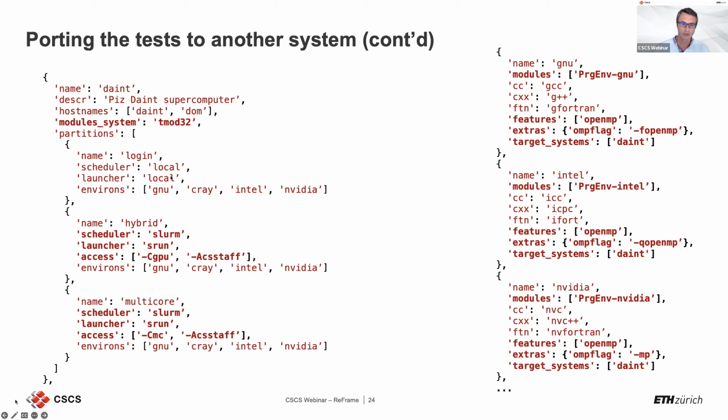The login partition has nothing special except that it has these 4 environments. And then you have 2 partitions, the hybrid, which are the GPU nodes, and the multicore. Both of them use the scheduler layer. There are different values here that you can use, but this basically activates the ReFrame backends to talk to the scheduler. The launcher is srun. Depending on your cluster, it could be mpirun, it could be another version of srun, mpiexec, and so on.